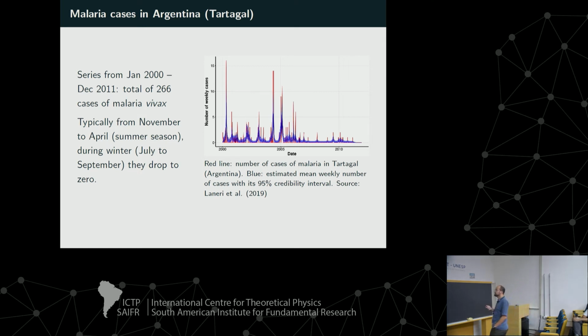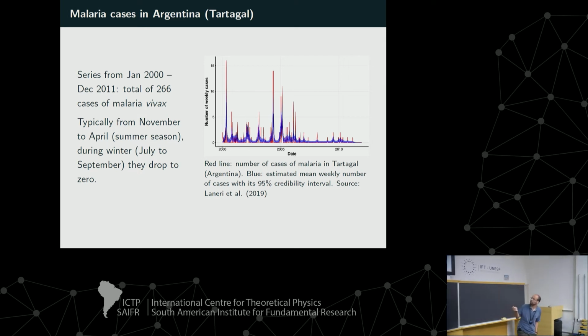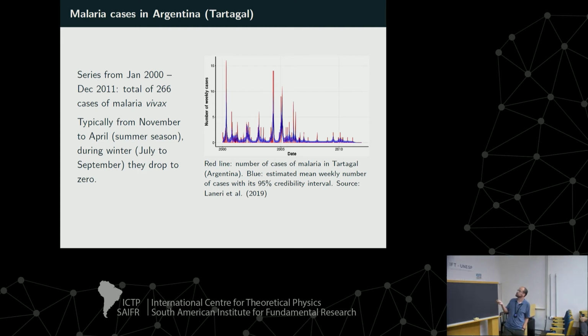So this is malaria cases from 2000 until the end of 2011, and they typically appear in the summer season, from November to April, and then they don't appear in winter. Here we already have an issue. The red line is the number of cases, and it's pretty common to have 0. Most weeks have a 0 there.